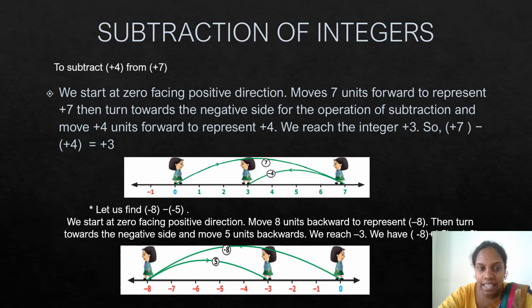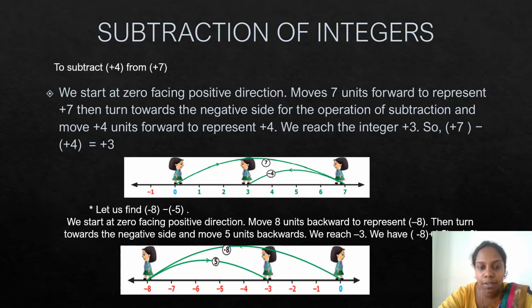So +7 minus of +4. So I already told you minus into plus will give you minus. So it will be 7 minus 4, which is equal to 3. If you look into that picture, you will get a clear idea.